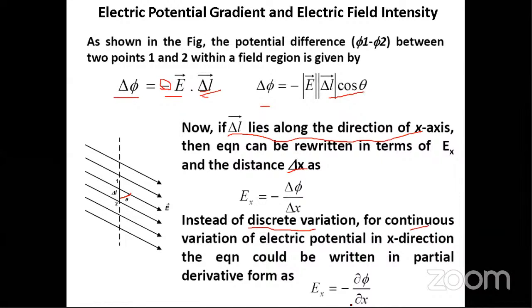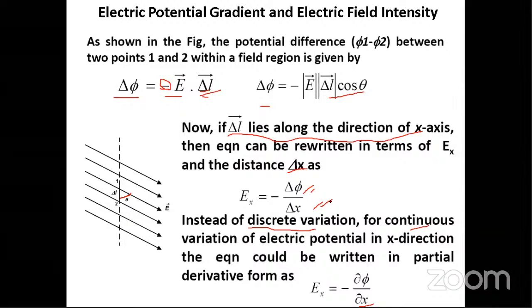But instead of discrete variations, if you represent a continuous variation in electric potential, that can be represented for the electric field intensity in a similar way: instead of del phi you use d phi, and instead of del x you use dx. This is the representation for continuous variations of the electric potential, and the other is the representation for discrete variations. Okay.